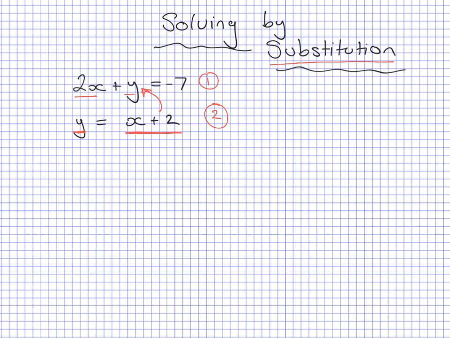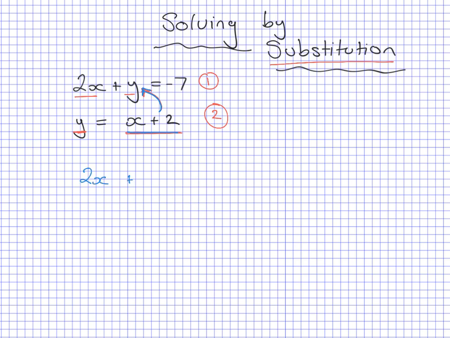Now, if you remember back to the elimination method, the goal was to eliminate one variable altogether so that we only had another variable that we could solve for. You might notice straight away that doing this substitution here will get rid of y in the first equation, and I'll show you what it looks like.